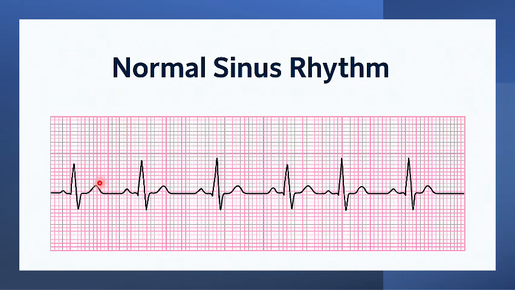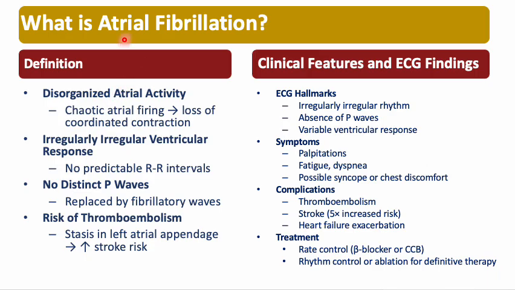So here is a normal rhythm strip. The R's look to be about the same. You have a P wave in front. The PR interval is normal. The QRS interval is normal range. There's no ST elevation. So let's talk about when we see things that are abnormal.